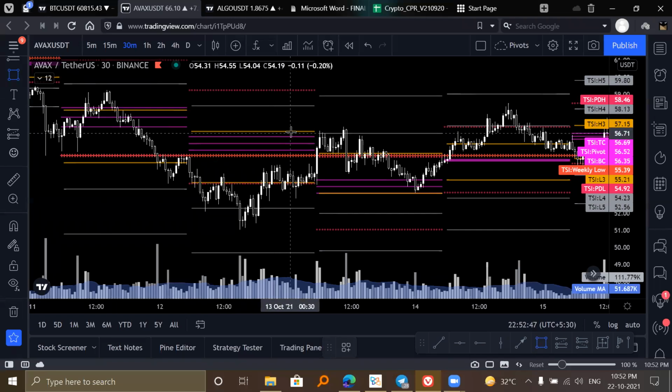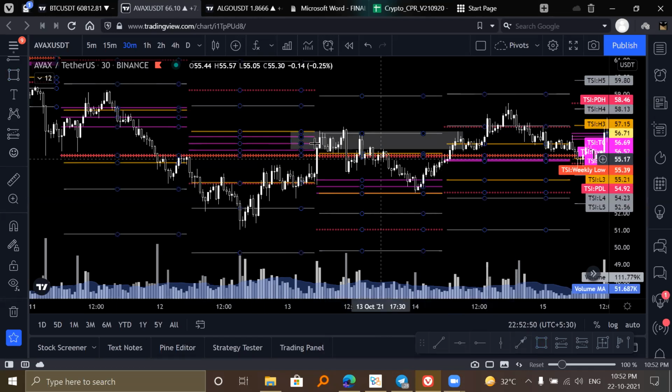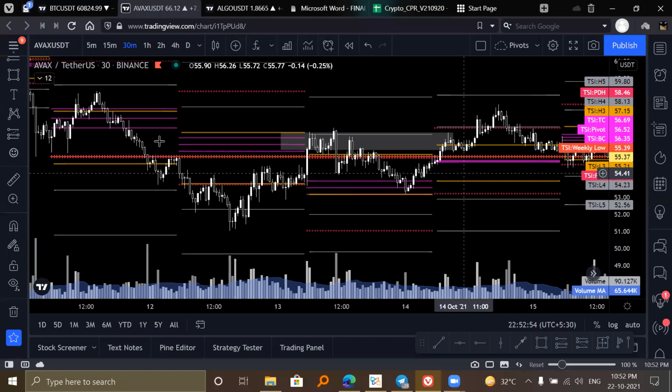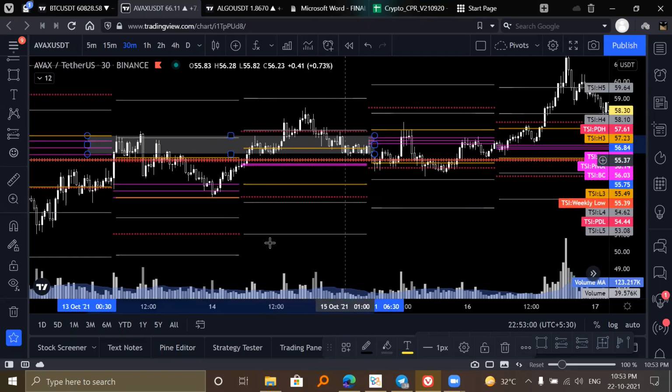This zone acted like a resistance on this day. It did not let price move up quite nicely. And after the fall, it again went up, again went down.